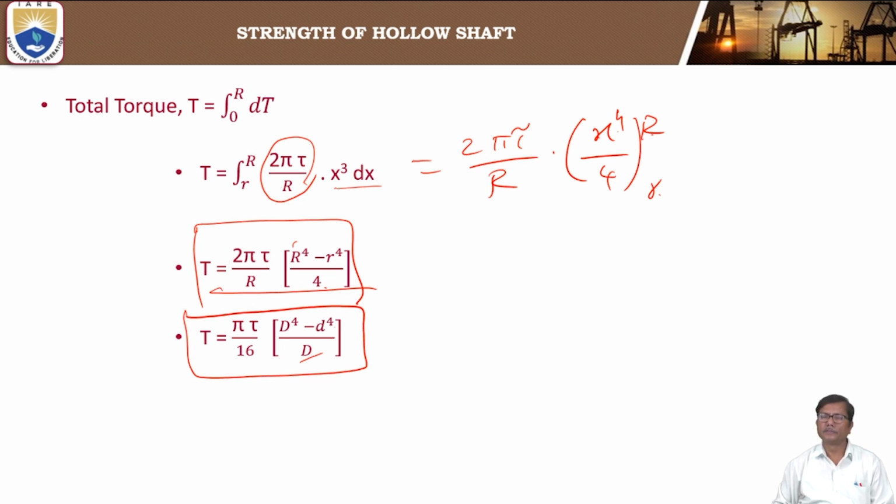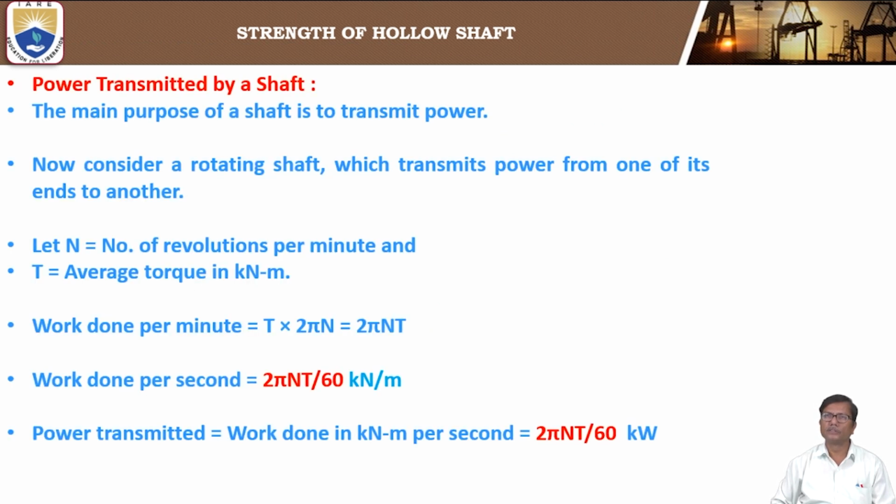Okay, so this is the expression we use for finding the torque transmitted by a hollow shaft of external diameter D and internal diameter small d. And power transmission: the shafts are used for transmitting power. So how will you get the power here? Power is obtained as work done per second.